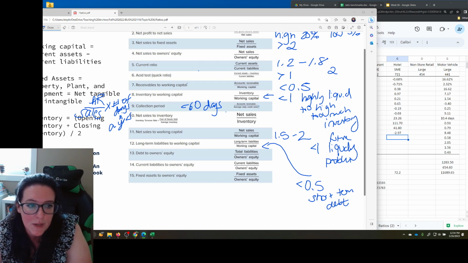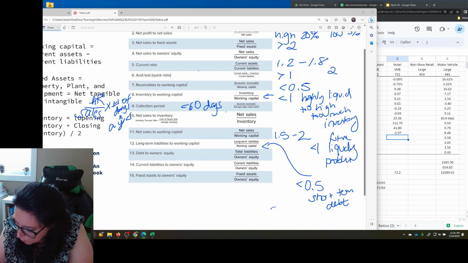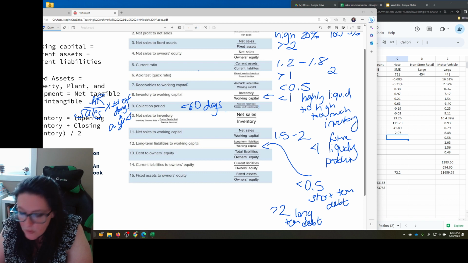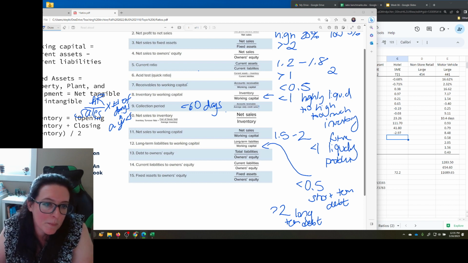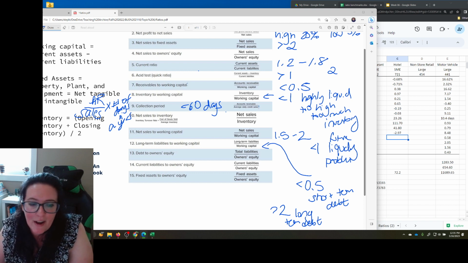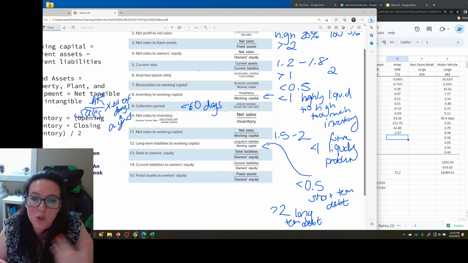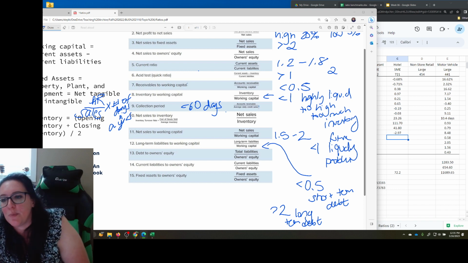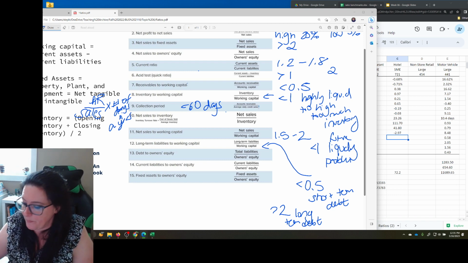Okay. So if the number is very small, then we're highly reliant on current liabilities, a lot of short-term funding. If it is more than 2, then what we're looking at is we have a lot of long-term debt. So we're looking for a number somewhere between that 0.5 and 2. Not too much long-term debt, not too much dependence on short-term debt. Between 0.5 and 2. So let's take a look.